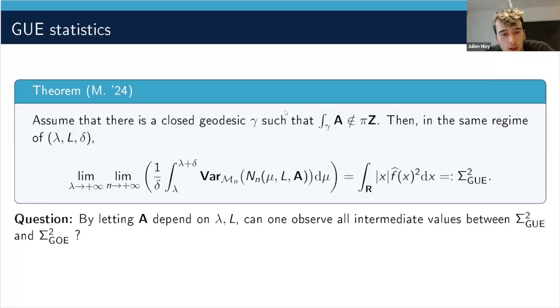Question. By letting A depend on lambda and L, for example, can one observe all values between GUE and GOE?